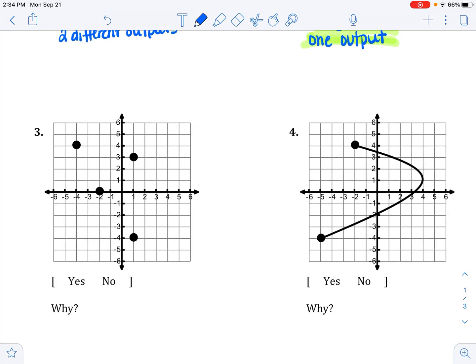Okay, next, I want to look to see if this is a function. So if I look here, this point right here, it's an input of negative 4, right? And it's giving an output of positive 4, okay? All right, the next one, input of negative 2, giving an output of 0. This one's an input of 1, giving an output of 3. And an input of 1 giving an output of negative 4. So if you think about this, this is 1, 3. 1's also outputting negative 4. So no, this is not a function.